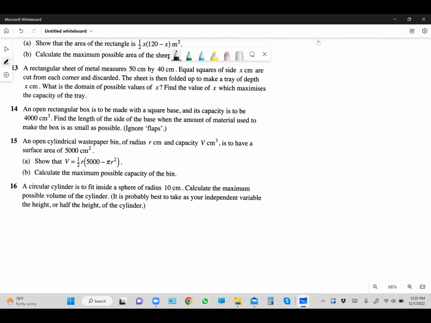All right, it says there, number 14, an open rectangular box is to be made with a square base. And its capacity is to be 4,000 centimeters cubed. So that's a volume. Find the length of the side of the base when the amount of material used to make the box is as small as possible. So let's go through the question carefully.